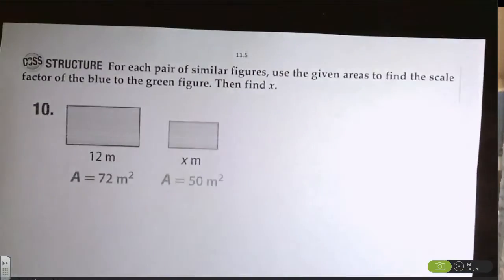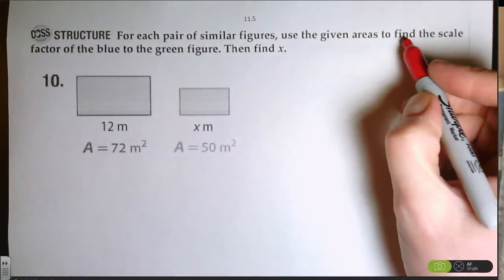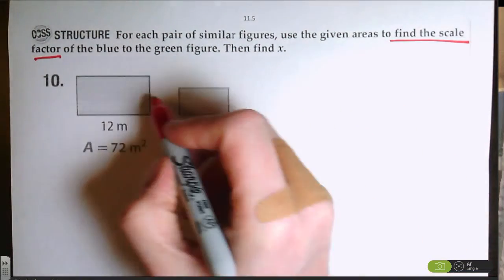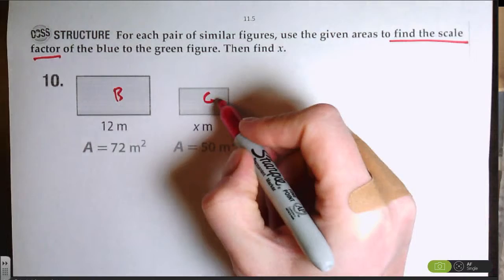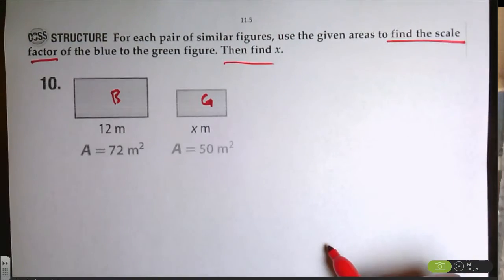Okay, number 10 was another one we did out of the book. This time we're actually working backwards. We got to do two things though. Find the scale factor of blue to green, and we're going to call this guy blue and this guy green, even though I don't know off the top of my head. Then we're going to find x.